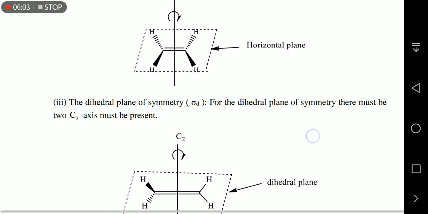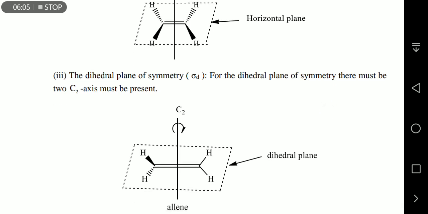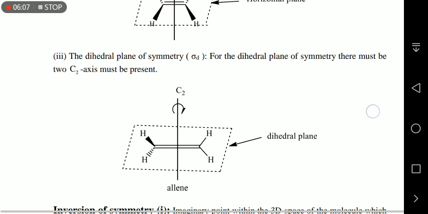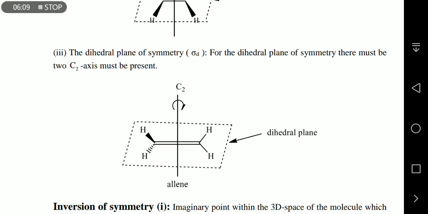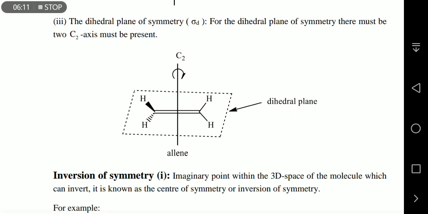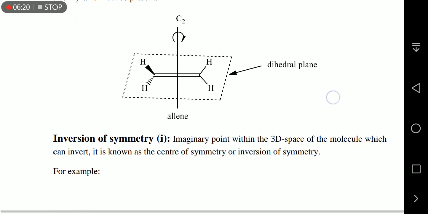The dihedral plane of symmetry. For the dihedral plane of symmetry, there must be two C2 axes which are perpendicular to the principal C2 axis. In this molecule, there are two C2 axes which are perpendicular to the principal axis C2, and there is one plane of symmetry which is called the dihedral plane of symmetry.